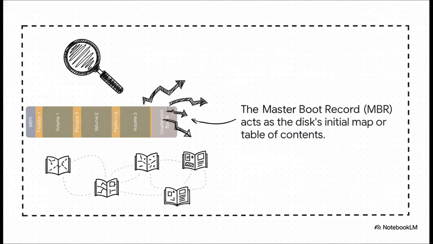Right at the very start of the disk, there's a critical little section called the Master Boot Record, or MBR. You can pretty much think of it as the table of contents for the entire drive. It tells the computer where each of those partitions starts and stops. Without it, the disk is just an unreadable brick.